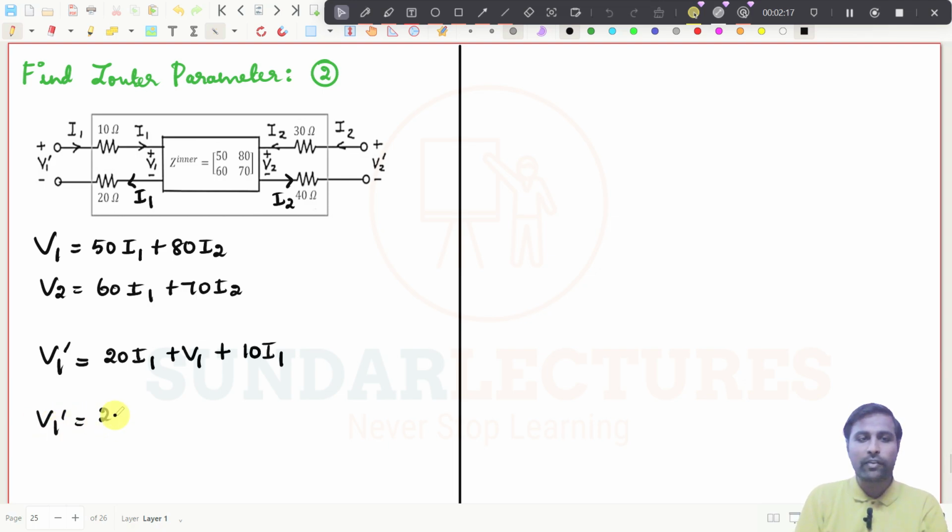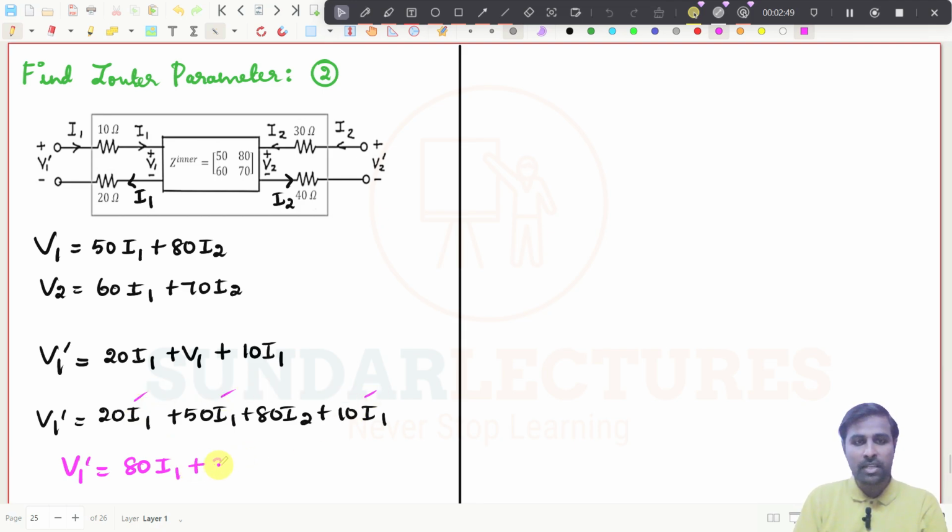So I can write 20 I1, and instead of V1, write this expression, so it will be plus 50 I1 plus 80 I2 plus 10 I1, right? That's all. We have written all the expressions now. So finally I can write V1 dash. V1 dash will be 20 plus 50 plus 10, that is 80 I1, plus 80 I2.